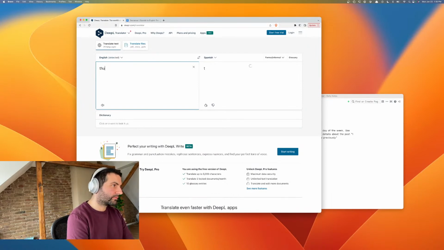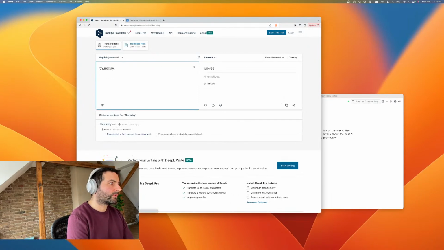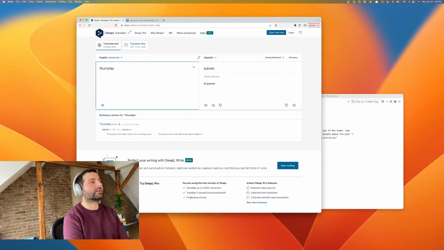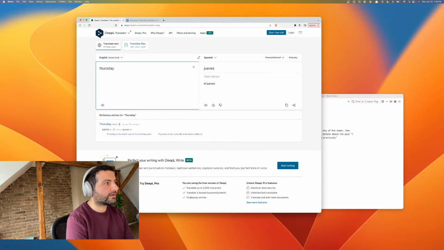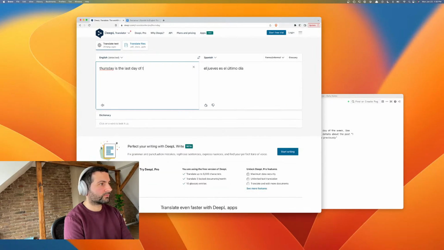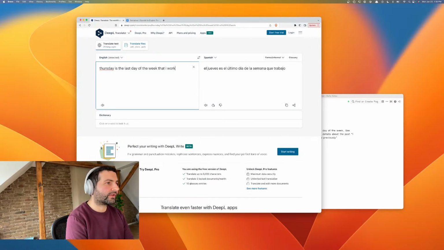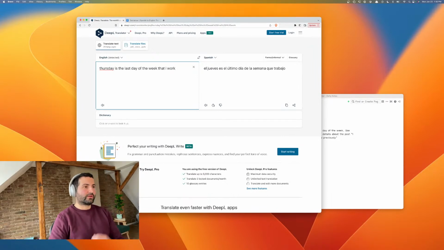Thursday. El jueves es el último día de la semana que trabajo. El jueves es el último día de la semana que trabajo. Wow, I'm actually putting these sentences together.